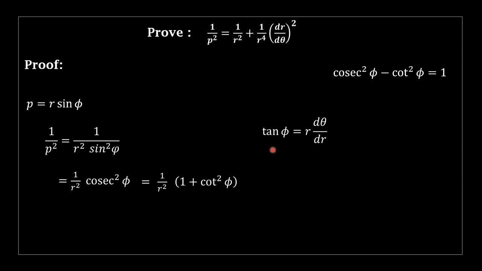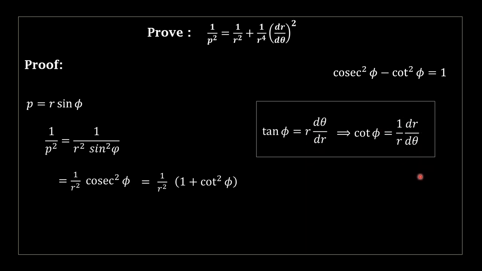The angle between the radius vector and that of the tangent passing through any point on the polar curve is given by tan phi is equal to r into d theta by dr, isn't it? So what is cot phi then? Cot phi is nothing but just take the reciprocal of this. That is 1 by r into dr by d theta.